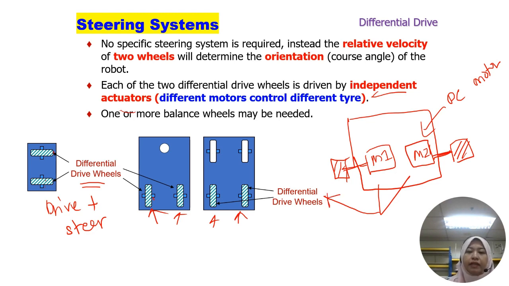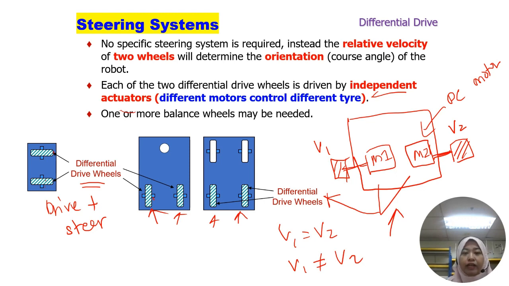Okay. Jadi bila dia dikawal oleh independent actuator, so meaning that kelajuan katakan V1 dengan V2 ni dia boleh berubah. Sama ada V1 boleh sama dengan V2 atau V1 tak sama dengan V2. Okay, sebabnya dia dikontrol oleh different motor driver. So dalam kes kita akan guna teknik macam ni lah, differential drive wheel. So kalau saya tanya what is differential drive wheel, so meaning that the wheel is connected to independent actuators ataupun DC motor. So meaning that each tire will be controlled by different motor.